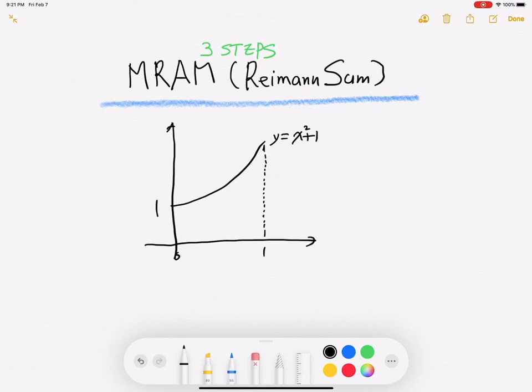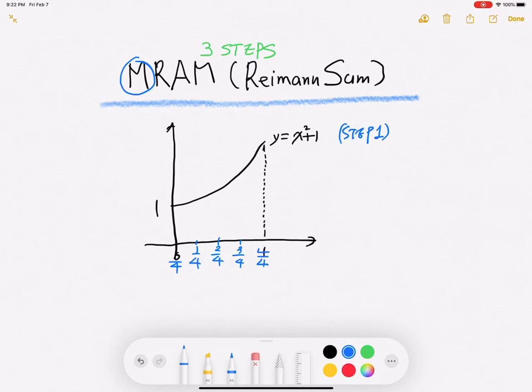Step 1. Find 4 rectangles area using midpoint. This M means what? Midpoint. So at first I want to make 4 sub-intervals from 0 to 1. So half is 2 over 4, and then quarter is 1 over 4, and 3/4, 3 over 4. 0 means 0 over 4, 1 means 4 over 4.